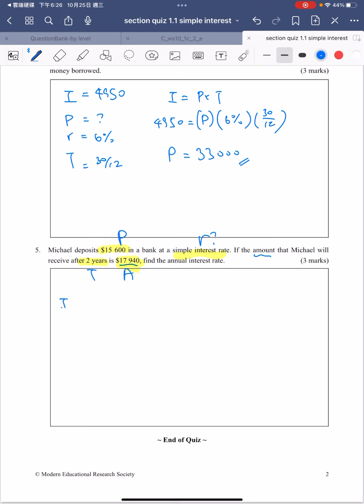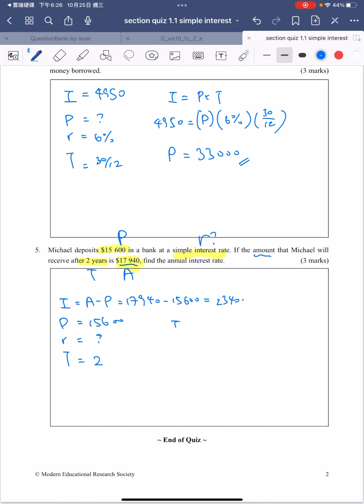Okay, so again, write it down, I, P, R, T. The I is actually equal to the amount minus the principal, isn't it? So it's actually equal to 19,940 minus 15,600. So this one will give you 2,340. And the P is actually equal to 15,600. The R we don't know, we want to find it out. The time is equal to 2 years.